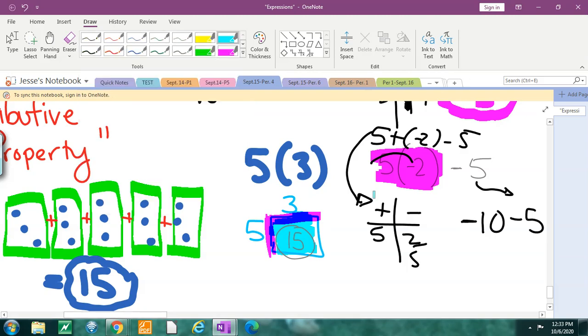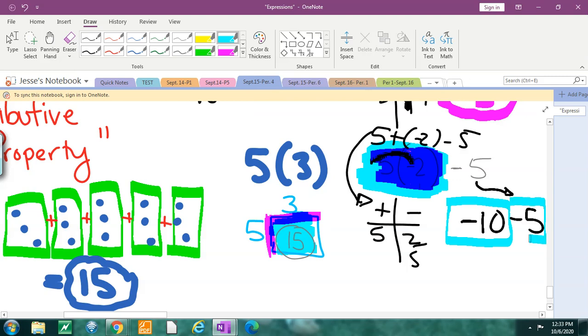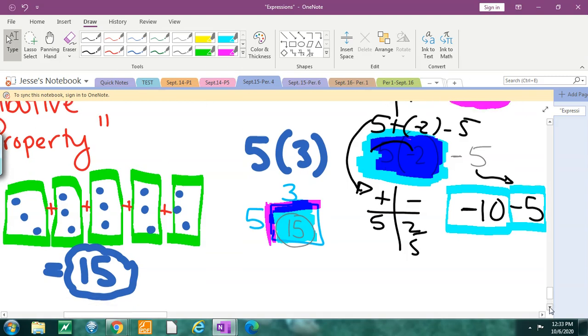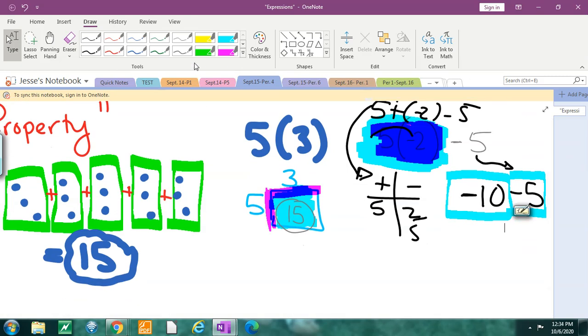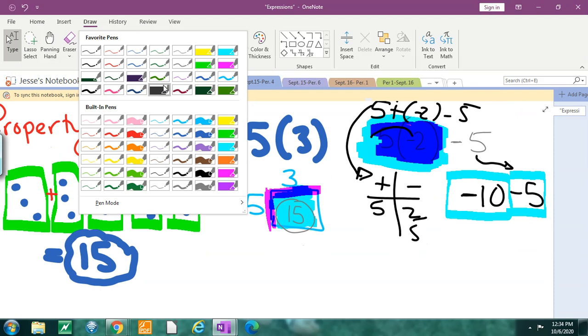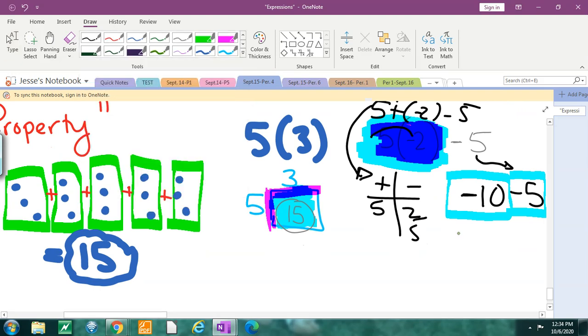See that? Again, what do you do first? You have to do the multiplication first. Right there. You got to do this first. And then go ahead and -10 minus 5 is now -5. So now let's go ahead and do the T chart.